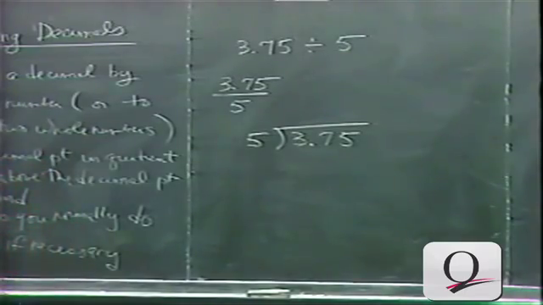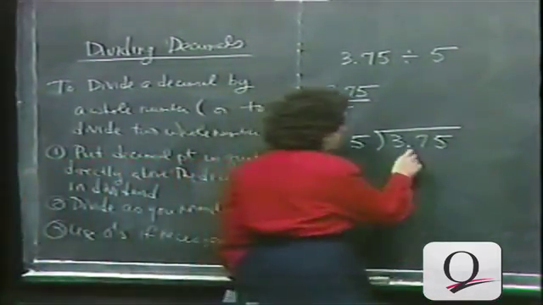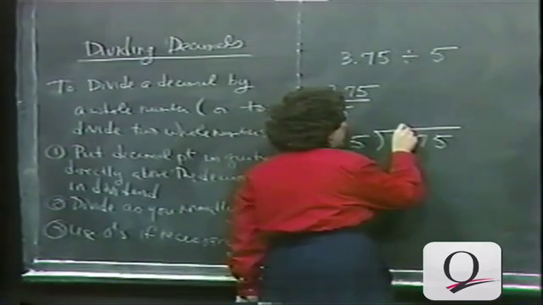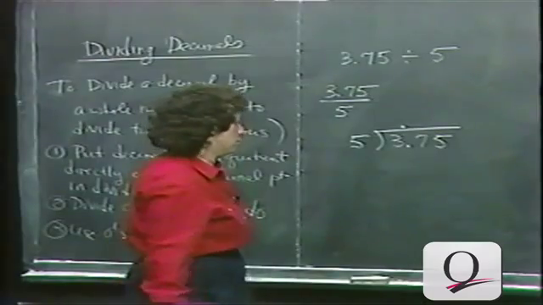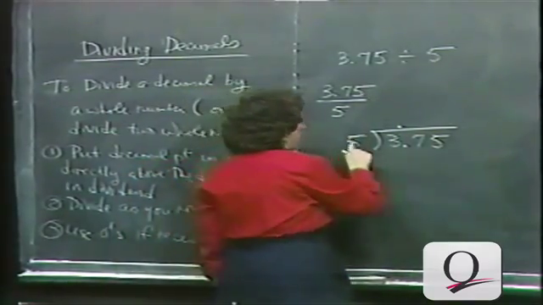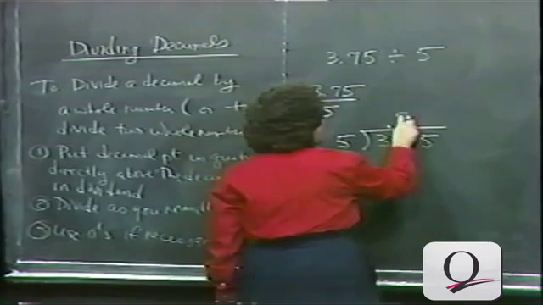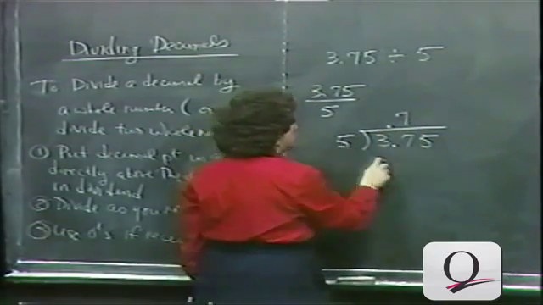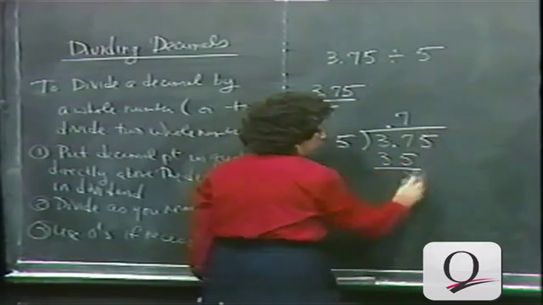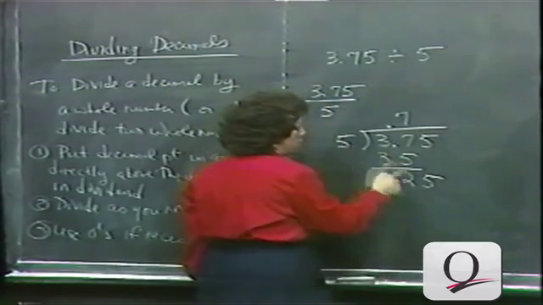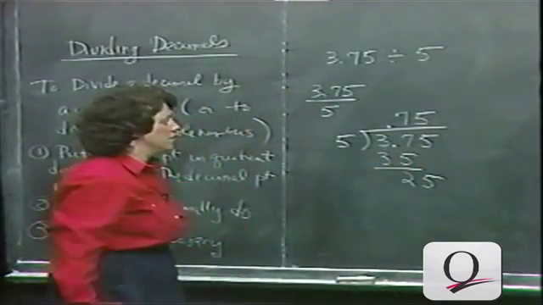Well, according to the rule, we're going to put the decimal point in the quotient directly above the decimal point in the dividend. And now, basically, you can ignore the decimals and just divide as you would normally do. How many 5s in 3? Doesn't go. 5s in 37. 5 times 7 is 35. Subtract 2, bring down the next place, 5. 5s in 25 goes 5 times, for an answer of 0.75.